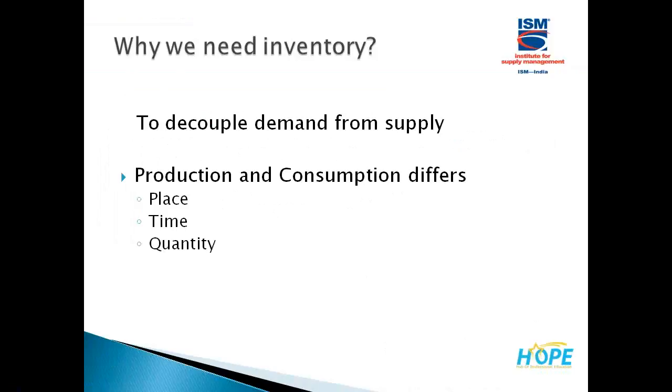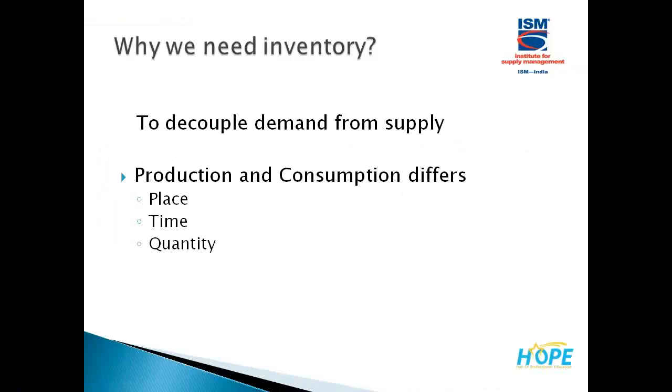Inventory is created by the difference in the production consumption system. Now, take the example, we are producing the product at one place and consuming it at another place. So how will we fill this gap? Only through inventory. Take the example of Maruti, making cars in Gurgaon, and the cars are required to be consumed by customers in various parts of the country. So how is their demand fulfilled? By inventory.